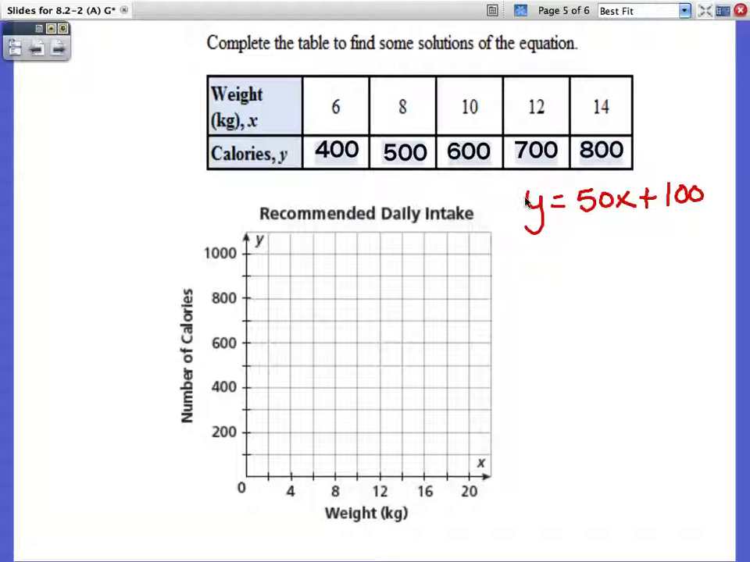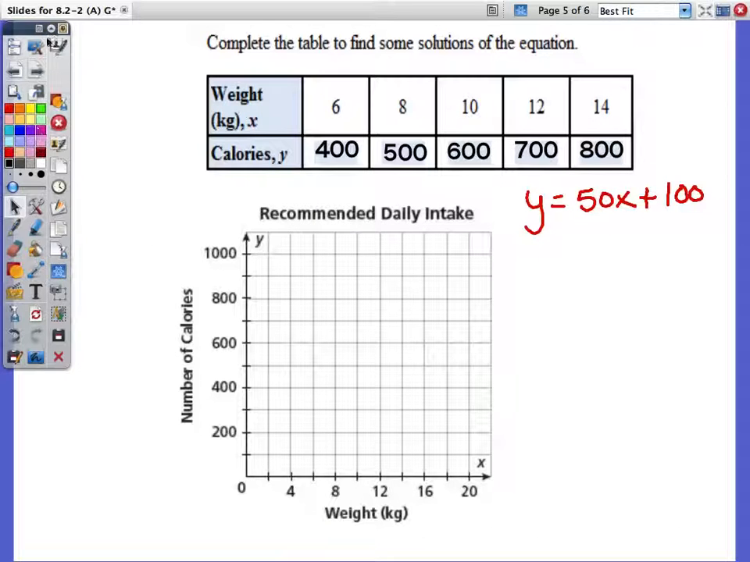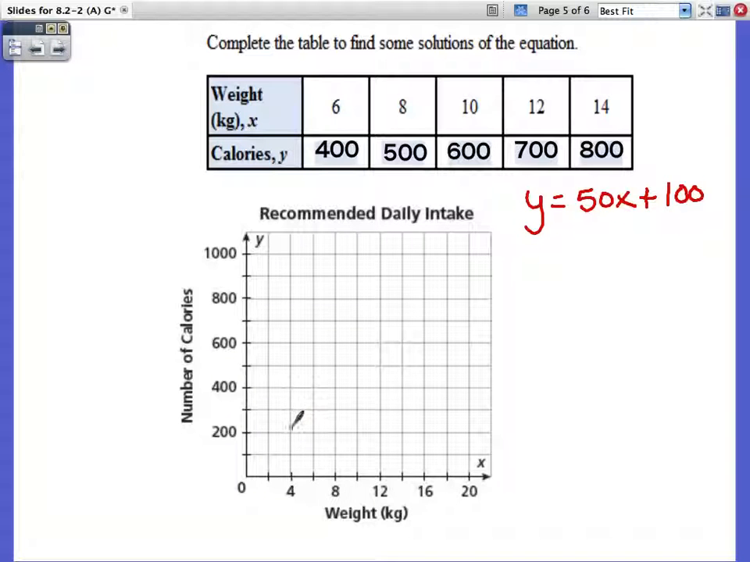I don't want to have to take you through all those, but just notice I plugged in these numbers for x, and it gave me these y values. I just did the math, okay? So now I've got a set of points that I can graph. Okay, let's see. I've got 6, 400. So it looks like we're counting in twos here on the bottom part of this scale. So here's 6, and here's 400. I'm going to make a point.